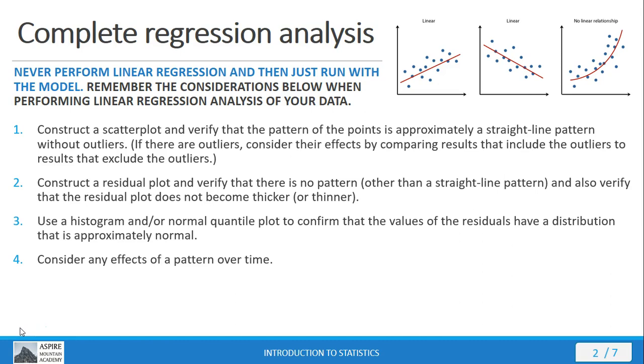And then consider any effects of a pattern over time. When you're looking at a scatter plot, you're looking at the data that has values as of the moment it was collected. So just because a data point has a certain value today and appears in a certain position on your scatter plot today doesn't mean it's going to stay that way forever. Tomorrow it could have a different value. Tomorrow it could move to a different position on your scatter plot. So consider the effects of patterns over time. Just because something's one way today doesn't mean it's going to stay that way.